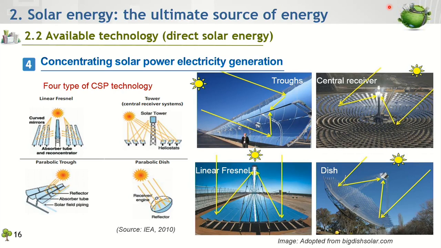Nowadays, there are 4 types of CSP system, which mainly differ by the type of thermal collector. These include the linear Fresnel, parabolic trough, tower, and parabolic dish. So as you can see in the figure on this slide, the linear Fresnel and parabolic troughs are linear focus collectors, while the tower and parabolic dish are point focus collectors.